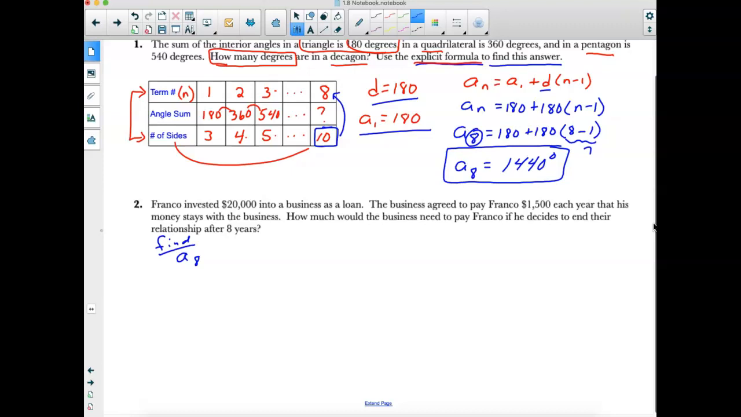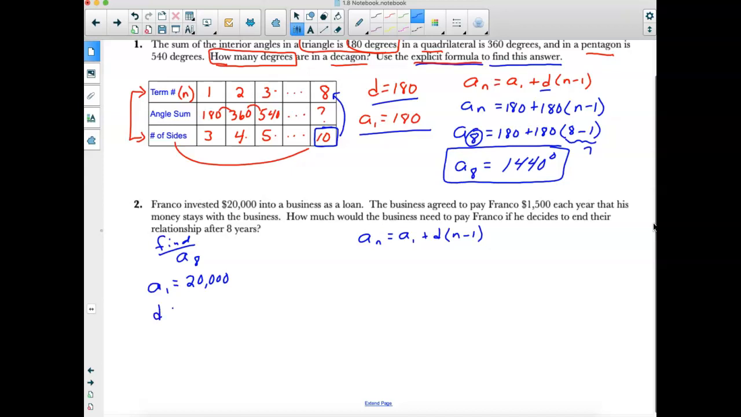Find a sub 8. Well, in order to find that, because this whole thing is on arithmetic sequences, linear sequences, in order to write my a sub n equals a sub 1 plus d times n minus 1, okay, what are we doing? What is a sub 1? A sub 1 is the first year. Well, Franco invested $20,000, so that's the money they're going to have to pay him back. That was the first term. If he pulled it before the end of the first year, he's going to get his $20,000 back, right?